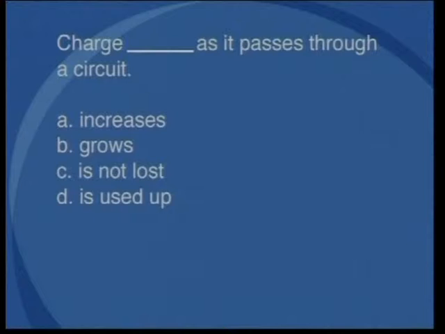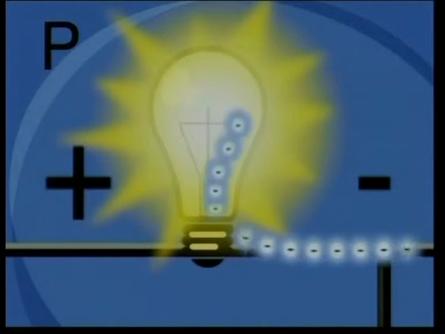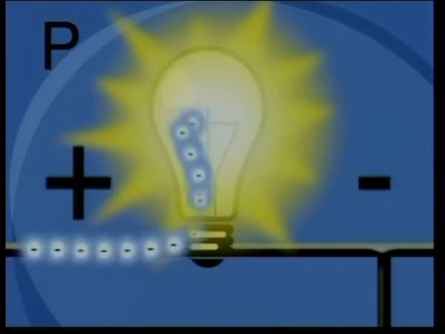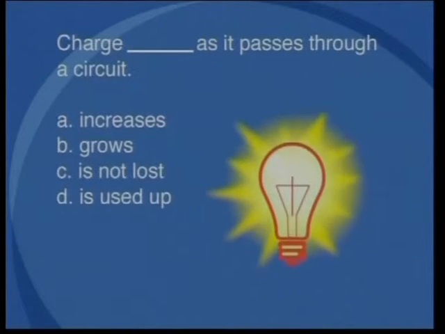Again, I want you to fill in the missing word. Charge A increases, B grows, C is not lost, or D is used up as it passes through a circuit. I'm going to give you a small hint. Have a look at this animated model. The answer is C. At no stage will charge ever be lost as it passes through an electrical circuit.